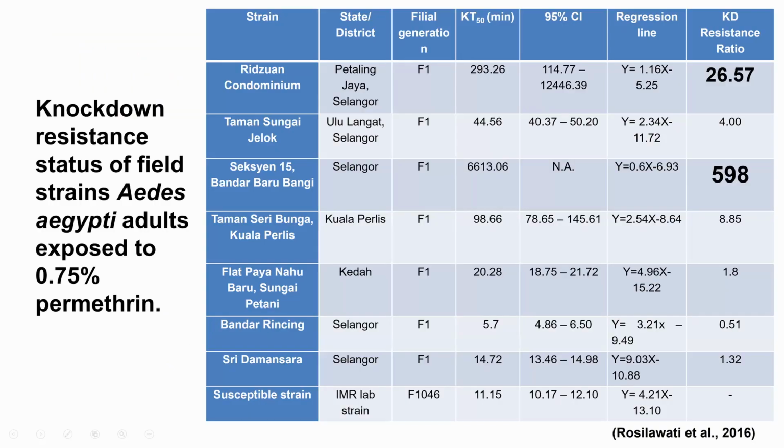This is a table that I would like to share with you because it has some interesting results. It shows the knockdown resistance status of field strains of Aedes aegypti adults exposed to 0.75% permethrin. I would like to show you this locality, which I've highlighted here, which has 26.57-fold resistance to KDR, and this other locality, which is nearby, 50 kilometers away, is 598-fold resistant. The resistance mechanism involved here is due to KDR mutation, and it could be 2 different KDR mutations involved.